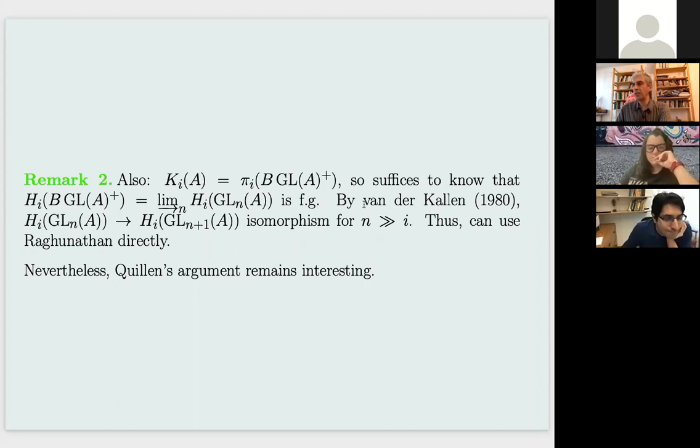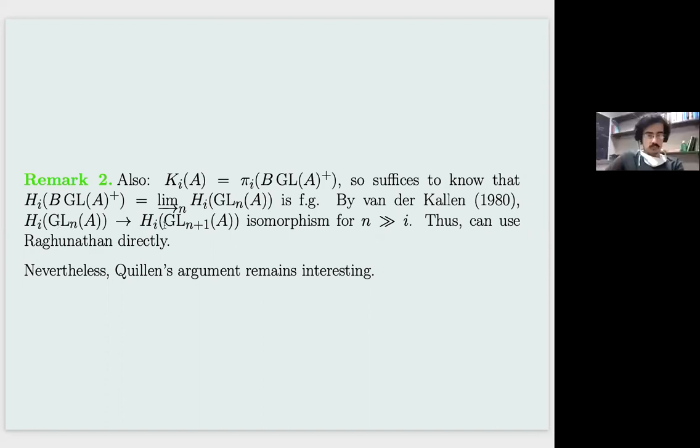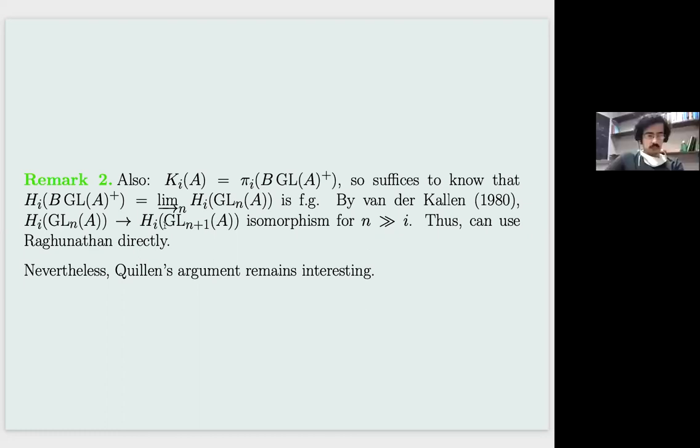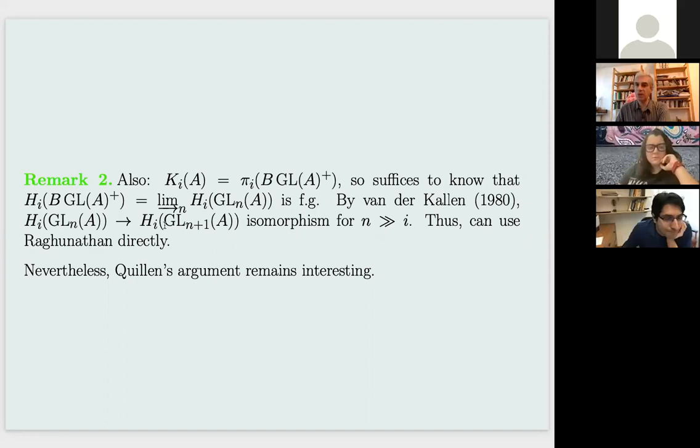And the point is Van der Kallen's theorem, which is a stability theorem, which says that when i is fixed and you increase n, then the stabilization maps eventually become isomorphisms. So using this argument, you can avoid the Borel-Serre duality. So it looks like it's a bit complicated, but I would like to explain that this argument of Quillen remains interesting.